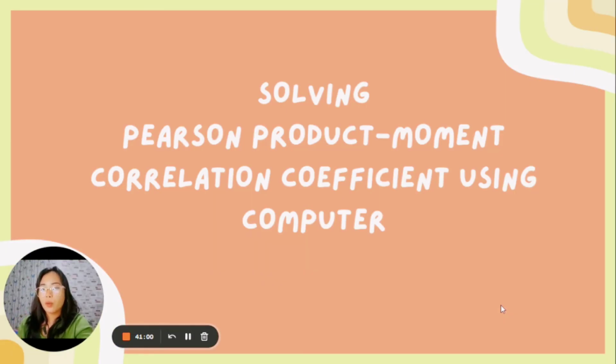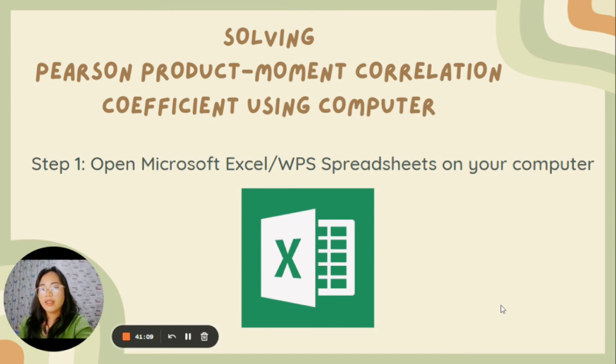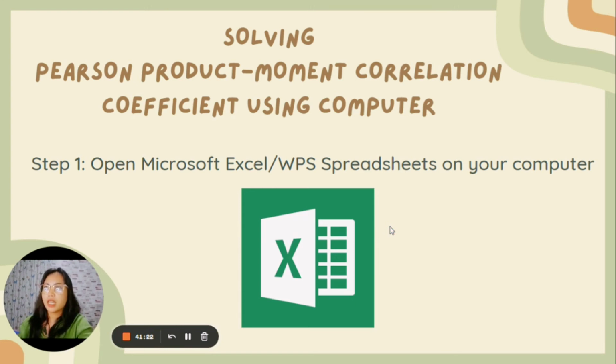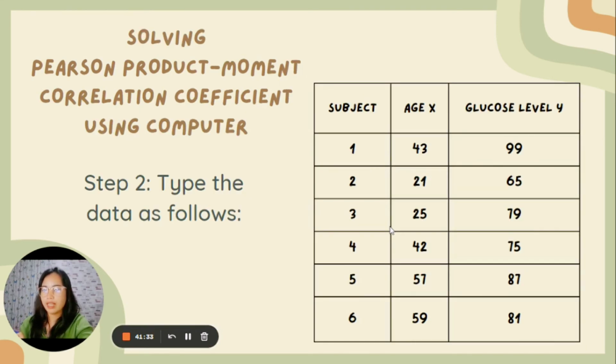So for our last objective, solving the Pearson product moment correlation coefficient using a computer. How do we do that? The first thing we're going to do is open Microsoft Excel or WPS Spreadsheets on your computer. This is the symbol of Microsoft Excel. WPS Spreadsheets is located in WPS, so you just have to add a tab and then click spreadsheets there. So let's focus on Microsoft Excel.